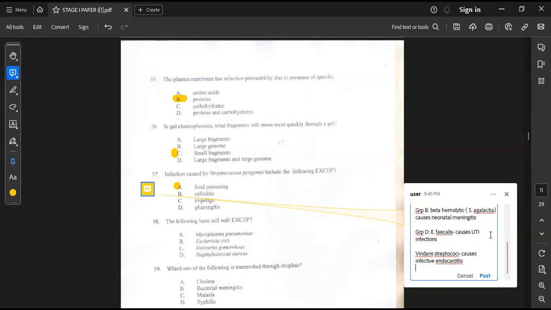It media with blood so that it can allow the detection of beta hemolysis. Yeah, blood agar, yeah.